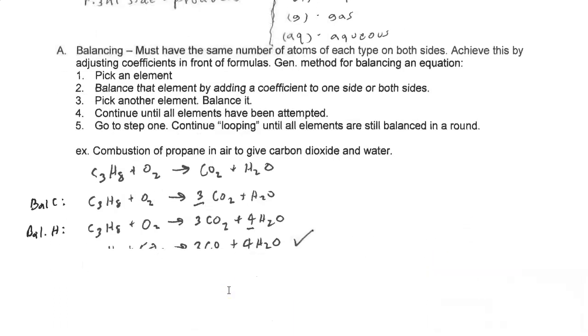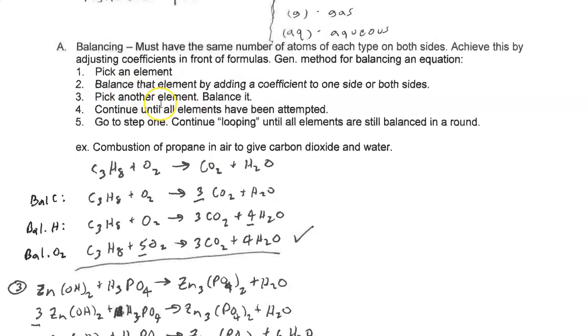So the first thing you're going to do is pick an element, any element. Usually I pick the first one in the equation, because you're going to go to the second, the third, and the fourth, and that way you don't accidentally skip something. So I usually just go in order. Once you pick that element, you're going to balance it by adding a coefficient to one side of the equation or both sides.